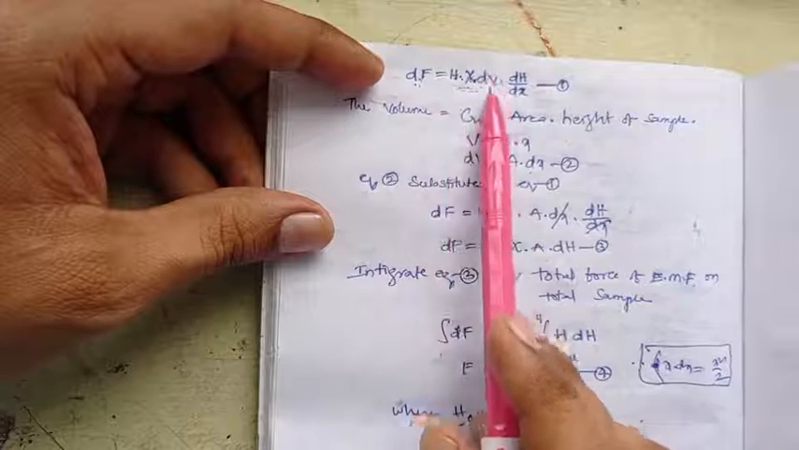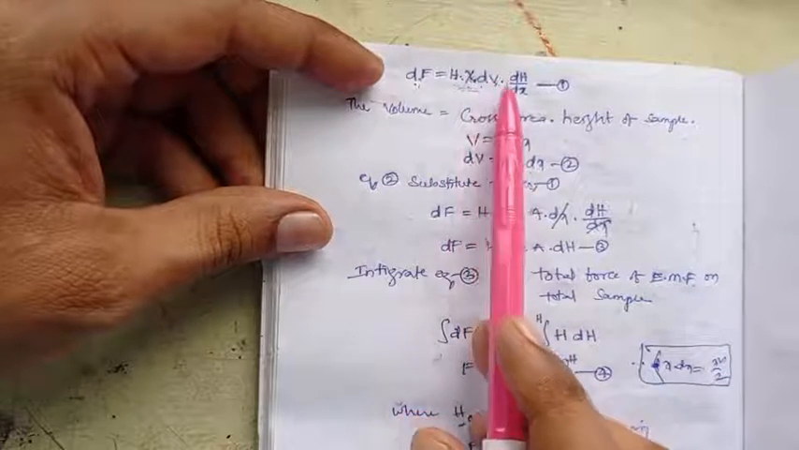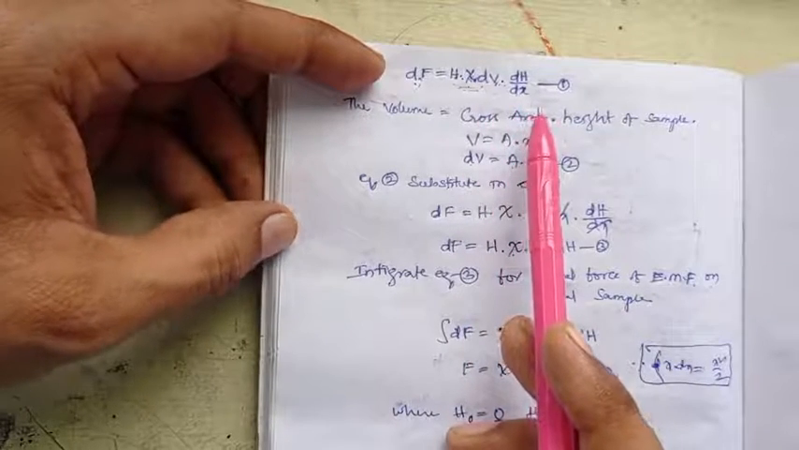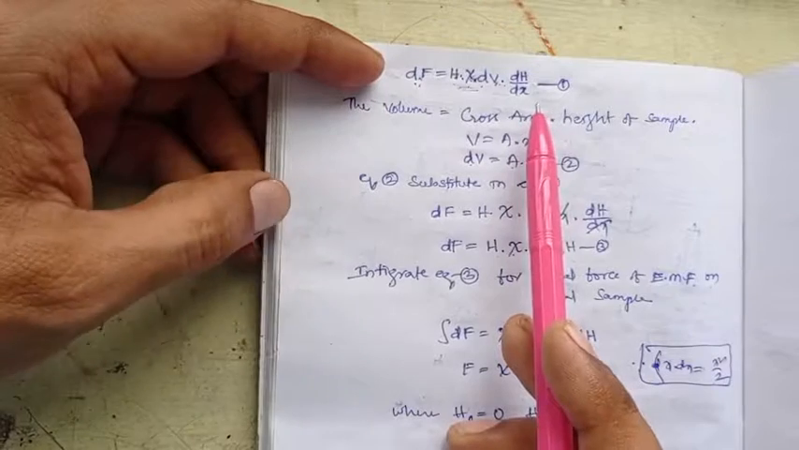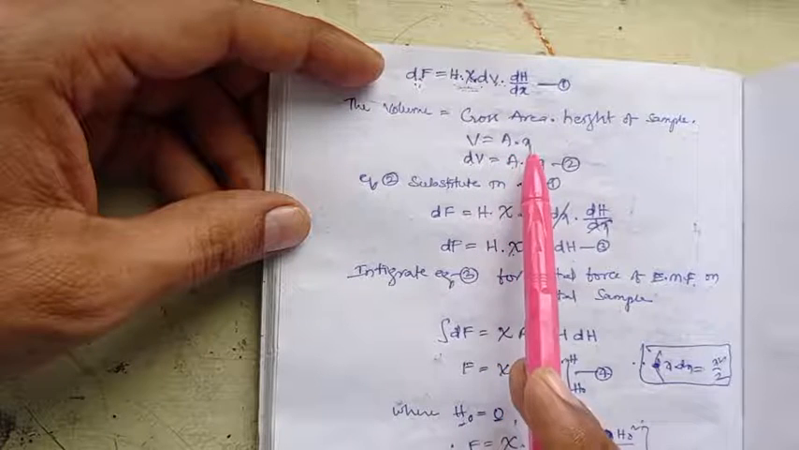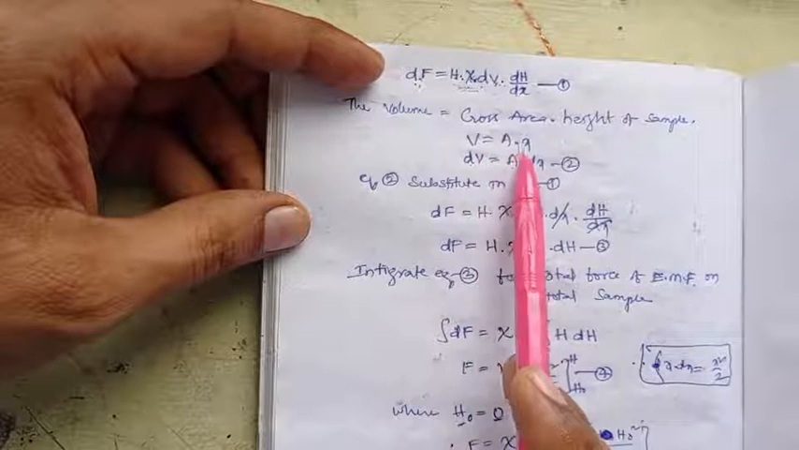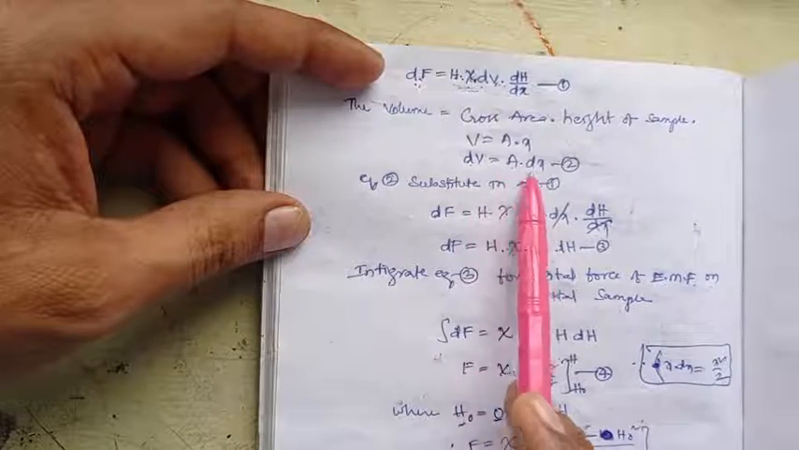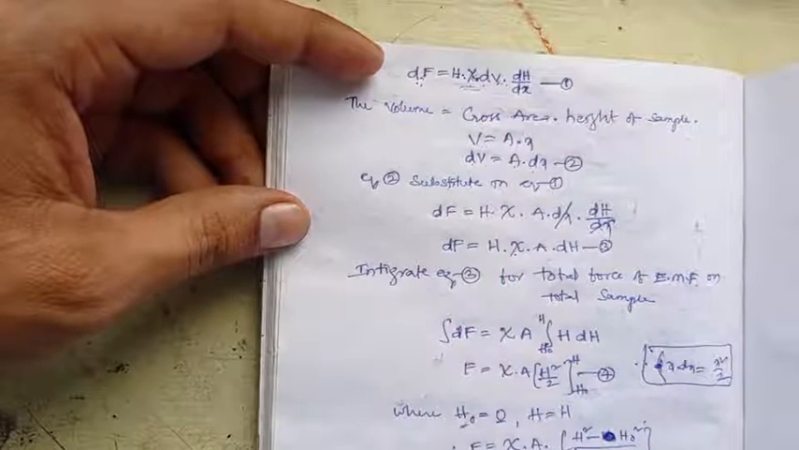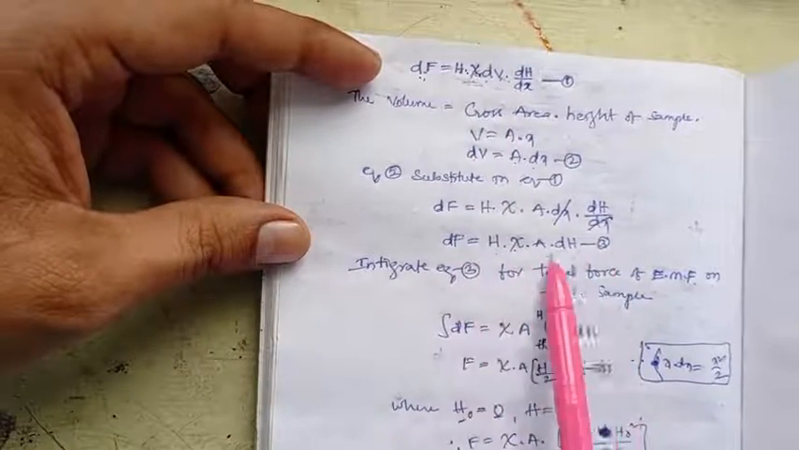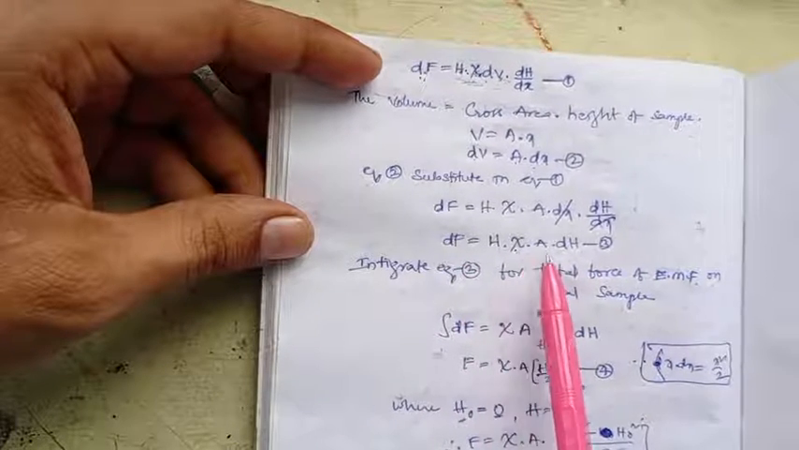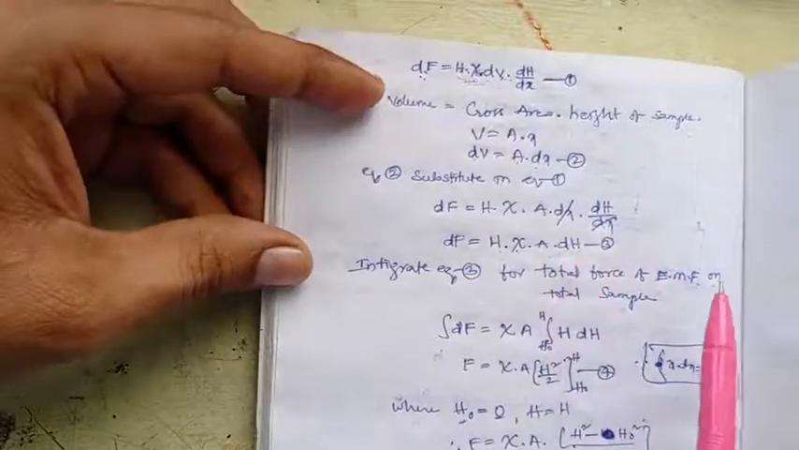Here we know that volume is the product of length, breadth and height, and length times breadth is the area. So volume is equal to area into height: V = A x, so delta V = A dx. This second equation, when we substitute in equation number 1, results in equation number 3, where dF = H χ A dH, right.